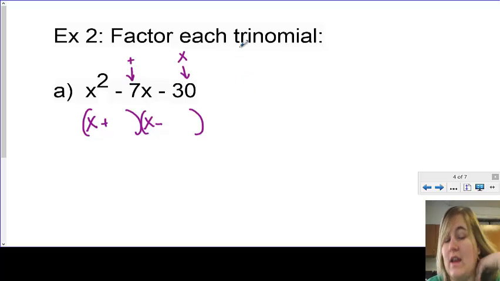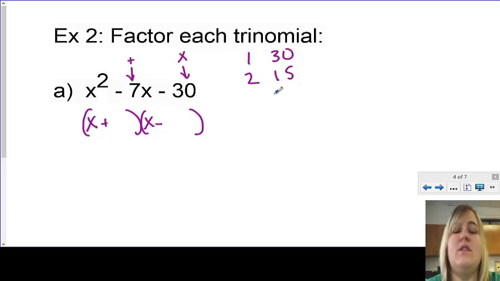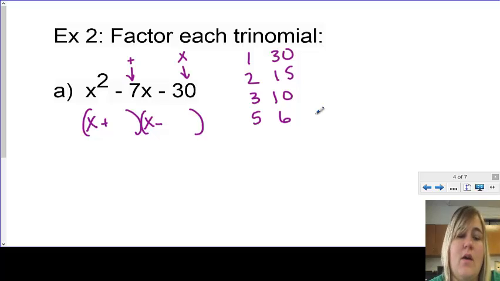So, things that multiply to get me 30: 1 times 30, 2 times 15, 3 times 10, and 5 times 6. Okay, so of these, I know that one has to be positive, one has to be negative. 30 and 1 just won't work because that's going to be too big of a number.